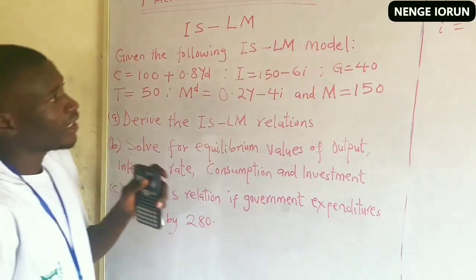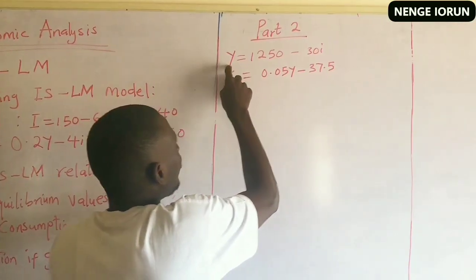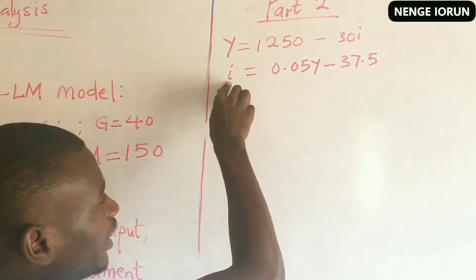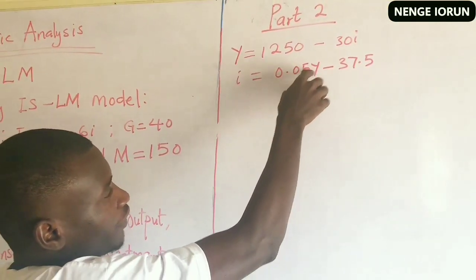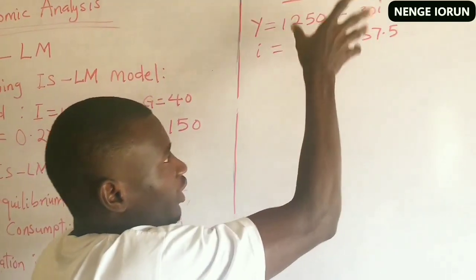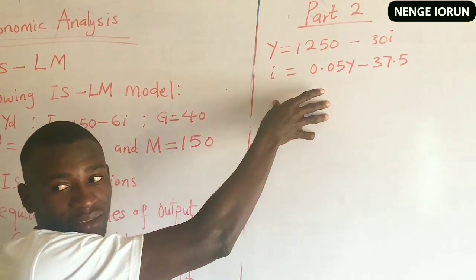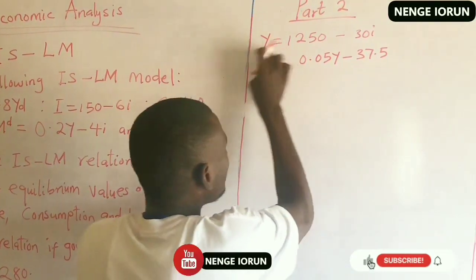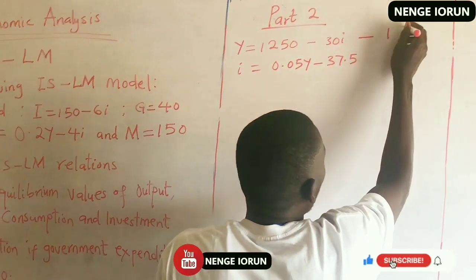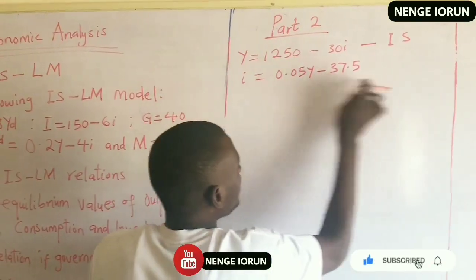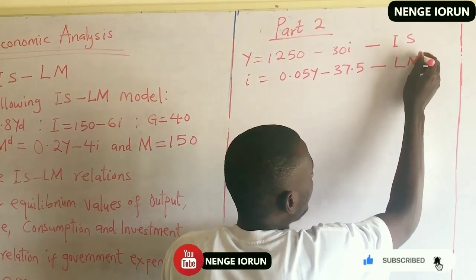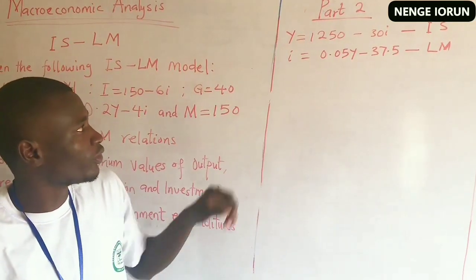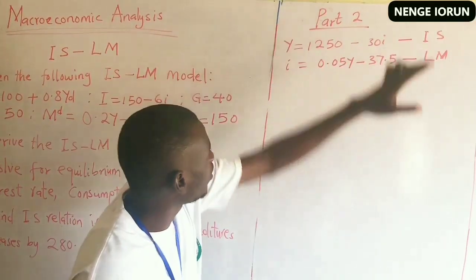The result we obtained in part 1 is that Y is equal to 1250 minus 30i, and I is equal to 0.05Y minus 37.5. This is the result we obtained in part 1, so this is where we're going to continue. You recall that this relation is for the IS curve, and this relation is for the LM curve. If you are still confused, just click the channel name and download part 1 of this video so that you know how we derived all these relations.